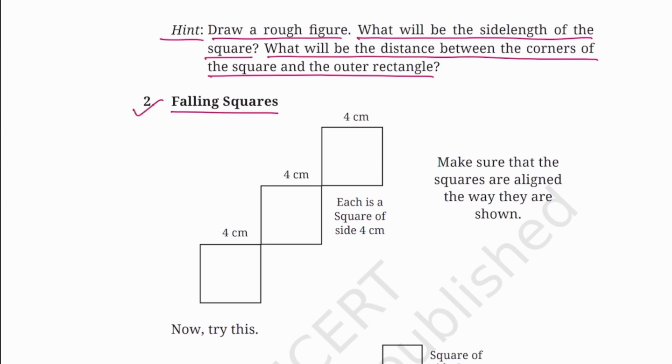Two falling squares. You can see 3 squares here. You have to draw a figure like this. Make sure that the squares are aligned the way they are shown. Each is a square of side 4 centimeter.